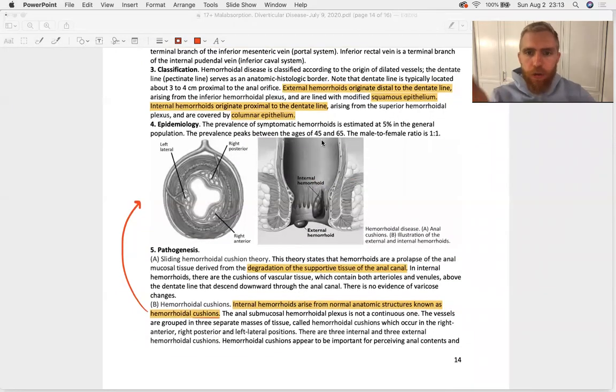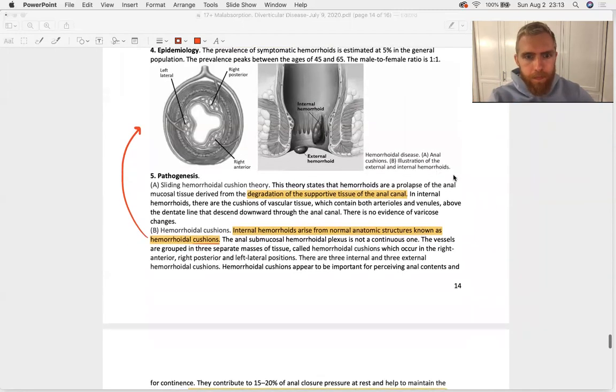So external hemorrhoids are lined with a modified squamous epithelium. Internal hemorrhoids are covered by columnar epithelium. Possible question. How do these things form?